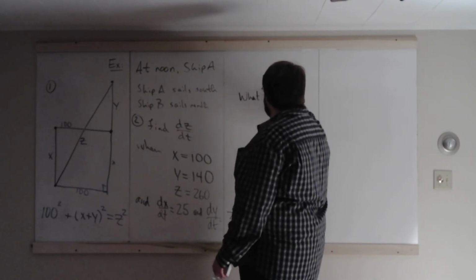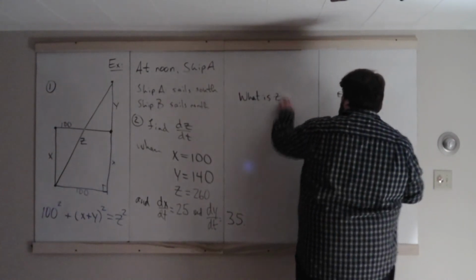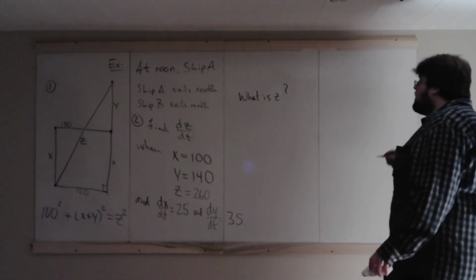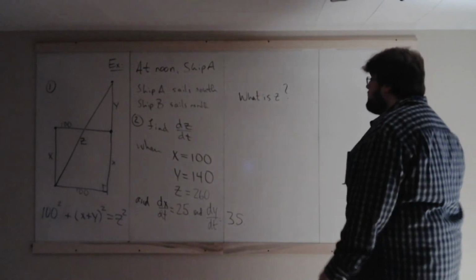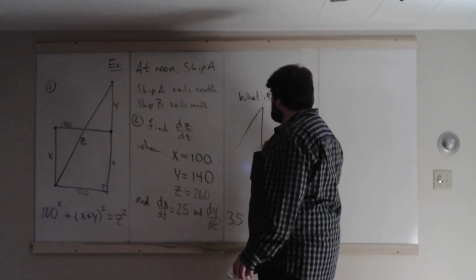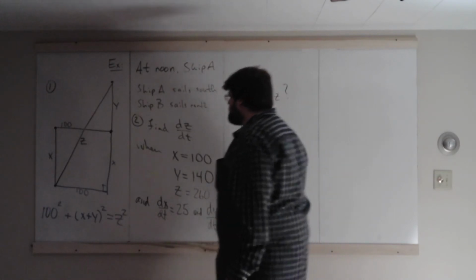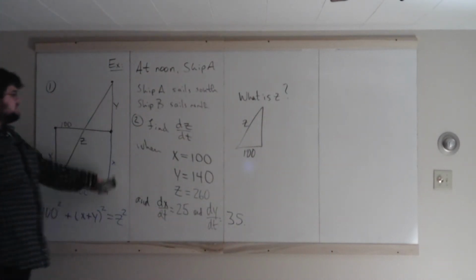So what is z? Let's put a question mark. That looks okay. That's not as good as the one in the previous video. What is z? Well, we have this triangle with z, 100 on the bottom. And what's the other side? Well, the other side is x plus y.